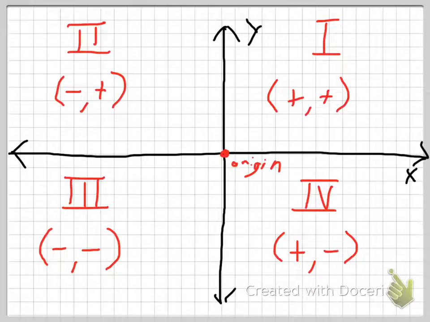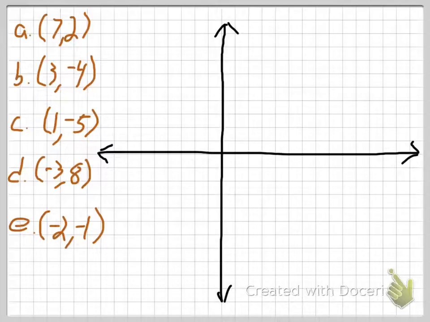So again, quadrant 1 is the upper right-hand side. It's the quadrant we've been plotting points in mostly this year and in past years. And then we work counterclockwise for the rest of our quadrants. Quadrant 2 is to the left of that, quadrant 3 is below that, and quadrant 4 is bottom right. Now I want to plot these points on my coordinate plane, and then say what quadrant they are in. So my first one, letter A.